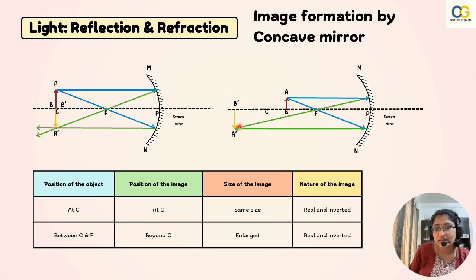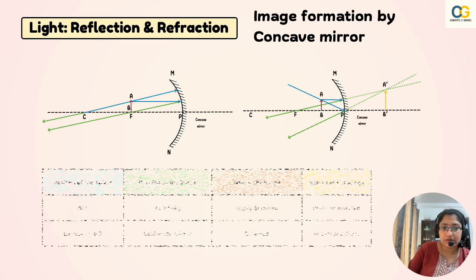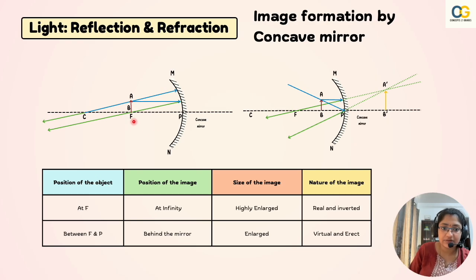Coming to further closer, the object moving between C and F, then the image is formed beyond C, it is enlarged and it is real and inverted. The next case, I'll move the object further closer to the focus point, then the image will be formed at infinity. It will be highly enlarged, real and inverted. And if I put the object between F and P, the image will be formed behind the mirror. It will be virtual and erect and it will be enlarged, as you can see here. These are the 6 cases of concave mirror image formation which you are supposed to remember.